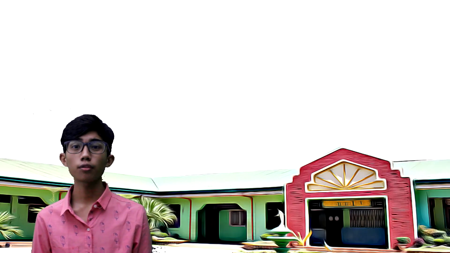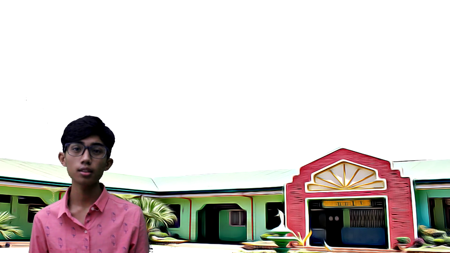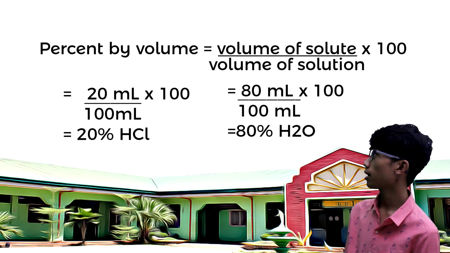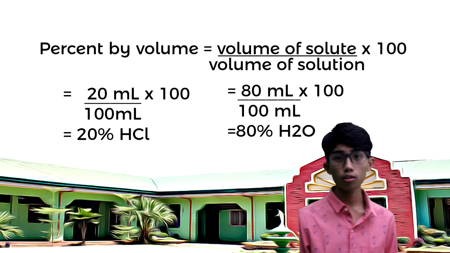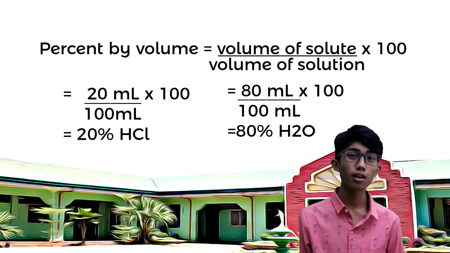To measure the content of the HCl in the solution by percentage, we simply use the formula percent by volume is equals to the volume of the solute divided by the volume of the solution times 100.